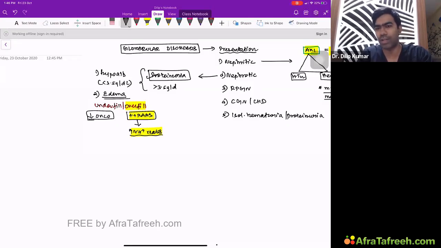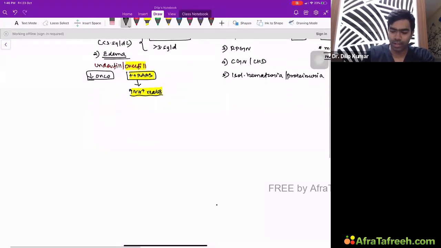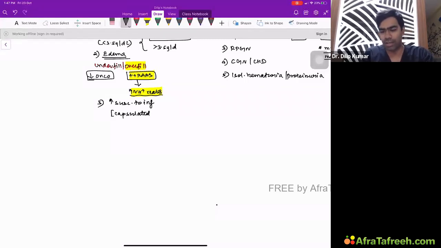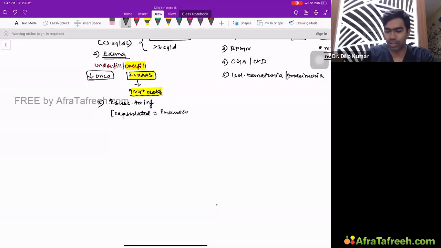Many nephrotic syndromes can present just with edema, not with anything else at all in the first place. So that is number 2, edema. And number 3, their susceptibility to infections. There is increased susceptibility to infections that can happen in patients with nephrotic syndrome, especially capsulated organisms. And among the capsulated organisms, more importantly, you will see pneumococcal infections more commonly.